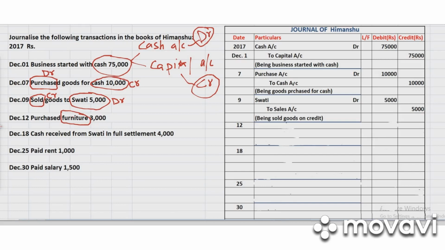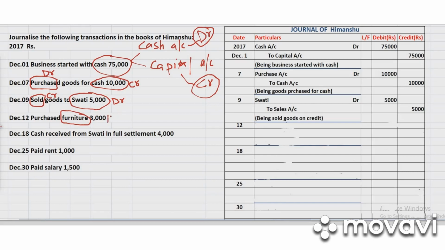Why? The term purchase we will use only for goods. Goods are something which is bought for resale. But furniture is not purchased for resale. It is purchased for running the business. So furniture will be used by the businessman to run the business, not for sale. So we write the name of the fixed asset in this particular case, that will be furniture. So furniture account is coming to the business. Furniture is an asset, so it is coming to the business.